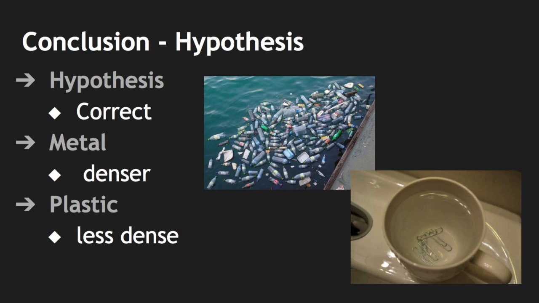And my conclusion: my hypothesis is correct. I think it is because the metal within the stapler is denser than the plastic contained in the ruler. So this is why the stapler sank the fastest while the ruler sank the slowest.